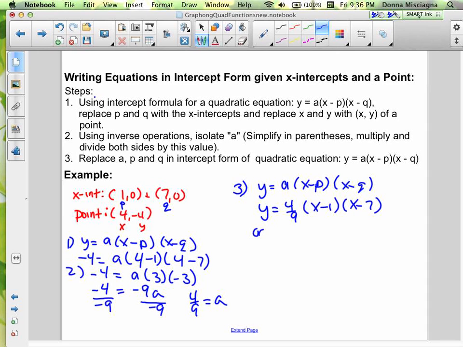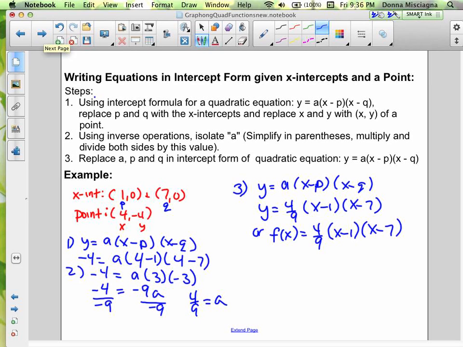And alternatively, we could also write it in function notation. f of x equals 4/9 times x minus 1 times x minus 7. And there, it's just that easy. And so notice it doesn't matter if I give you a really complicated value for a. You're just solving, right? And that's not so difficult to solve for a.